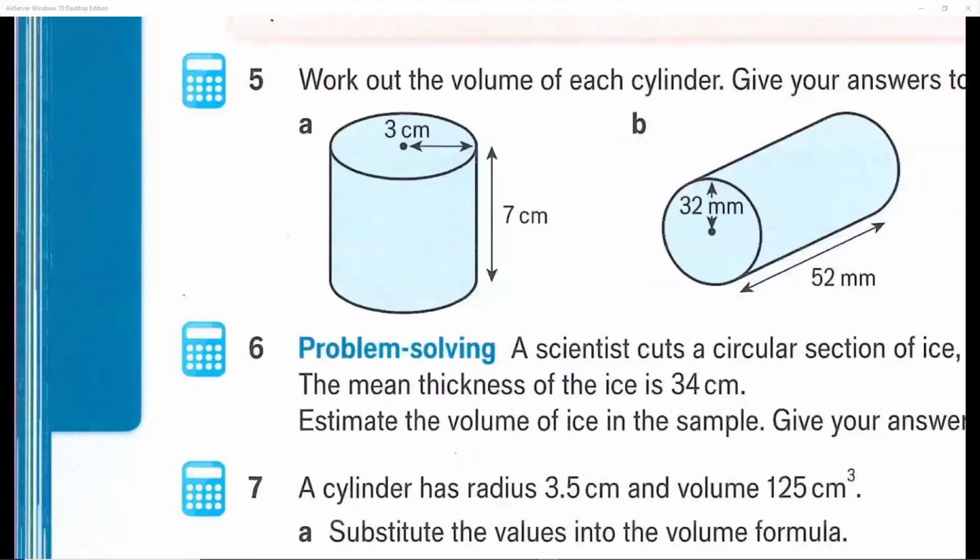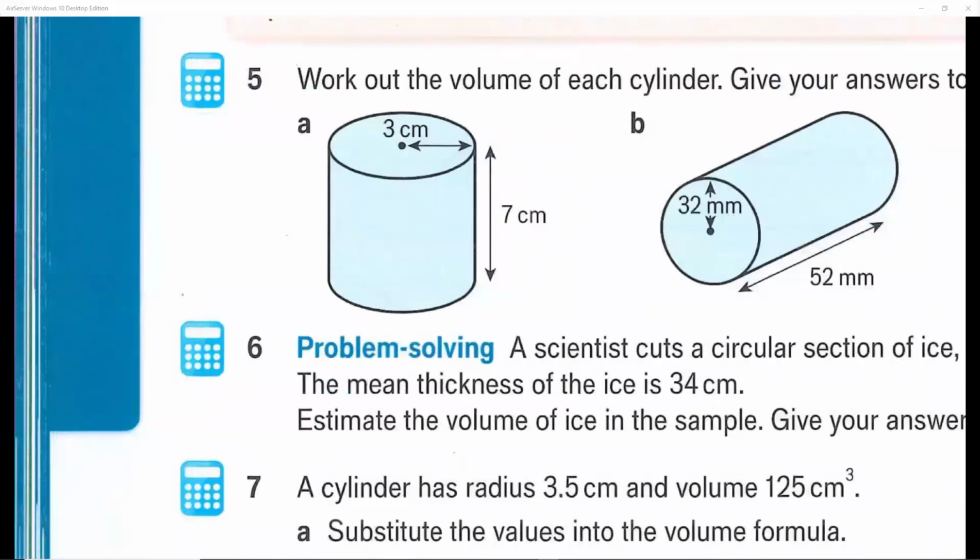Go. Bismillah. Work out the volume of each cylinder. Yeah. Go on. So the volume equals, let's do it. Go. Okay. What do you want to say? Please help this girl. Okay. Pi r squared times 7.